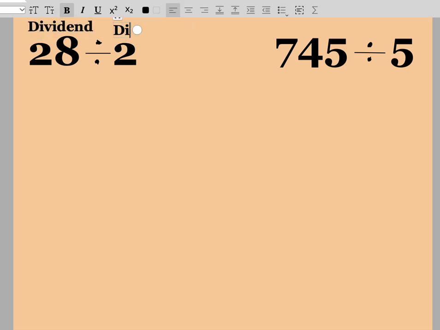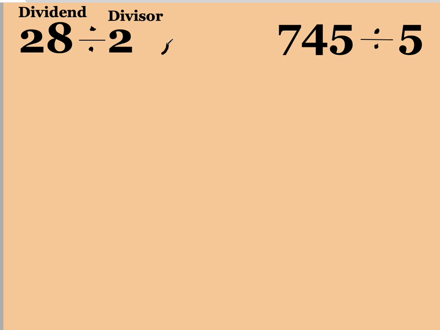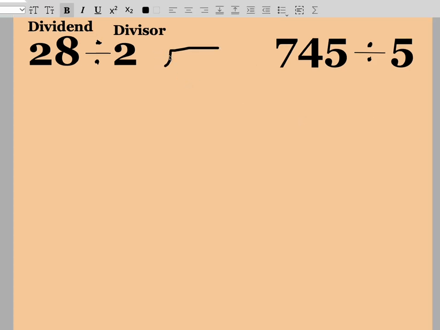And then the number I'm dividing by is my divisor. When we make our long division, we typically make it with this kind of symbol. And we like to say dividend in the house. So my dividend goes here. And then my divisor is on the outside. Let's make that smaller so it fits. My divisor goes here.